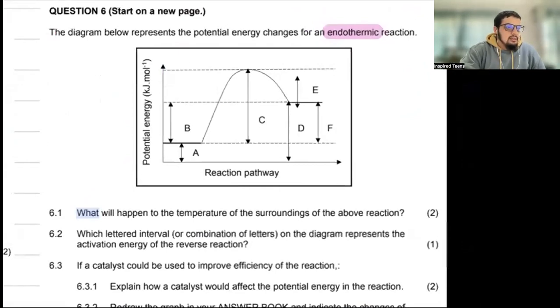Let's just see if I can get the memo to see why they're giving 2 marks. Are they just giving 2 marks for that, or is there something else that they want? Okay, but in the meantime, let's move on to the next question. Which lettered interval or combination of letters on the diagram represents the activation energy of the reverse reaction? Okay, we'll come back to that. Let's just see. This is question number 6.